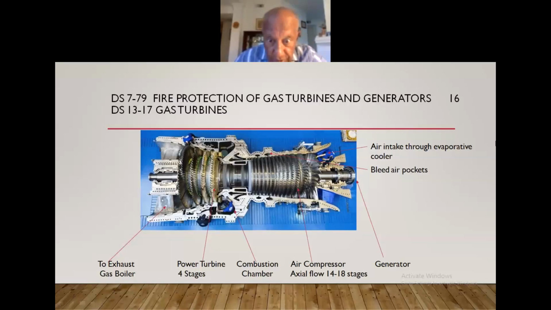The first one is, this is the compressor, right? This is about 14 to 18 stages drawing at atmospheric pressure, putting it out at 500 psi and probably 400 to 500 degrees Fahrenheit. That air goes into the combustion chamber where natural gas is burned, and it is coming out at about 2200 degrees Fahrenheit, hitting the first two stages of the turbine blades.